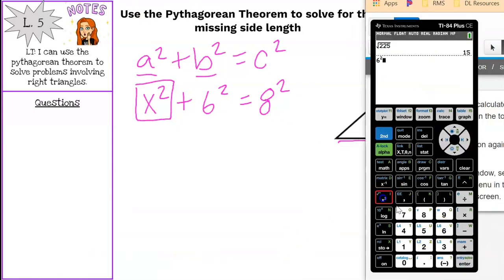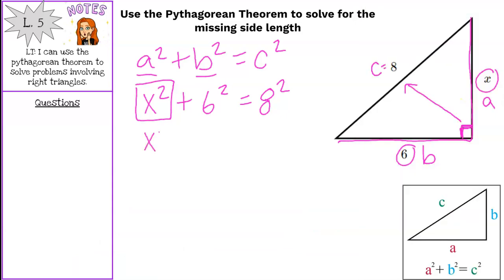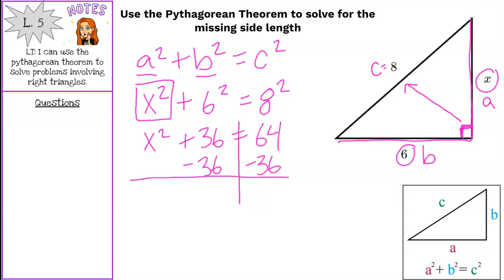So we have 6 squared is 36, and 8 squared is 64. So we have x squared plus 36 equals 64. And now we're going to use our solving equation skills and undo. So this time we have to undo the plus 36 with that minus 36 on both sides. We get x squared equals 64 take away 36, which is 28.